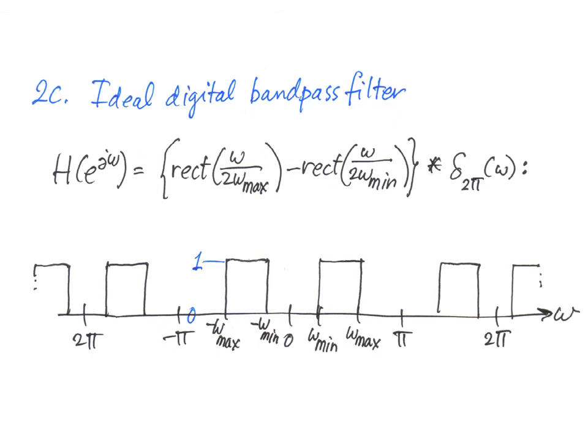And just as I showed you in lecture, if you take a wide pulse and subtract from it a narrow pulse, looking at only one period, you see the result. It's a bandpass type of response, but then extend that periodically, as must be done because we're dealing with periodic spectra. This is the ideal digital bandpass filter frequency response.